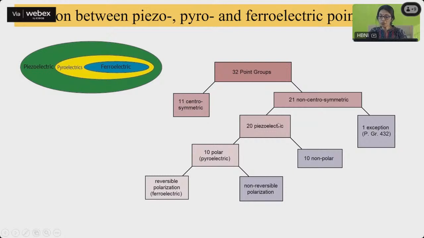Out of the 20 which are piezoelectric, you will have 10 polar groups and 10 non-polar. Out of the 10 polar or pyroelectric materials, for some you will see reversible polarization, which is ferroelectric, and the others have non-reversible polarization, which doesn't show as ferroelectric material. So the idea is, out of these 32 point groups, you have 21 non-centrosymmetric, 20 of them are piezoelectric, 10 are polar, and out of these, whichever shows reversible polarization are ferroelectric materials. This is the idea between crystal symmetry and ferroelectric materials.